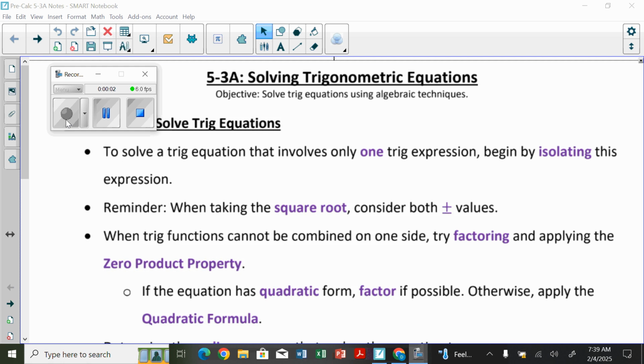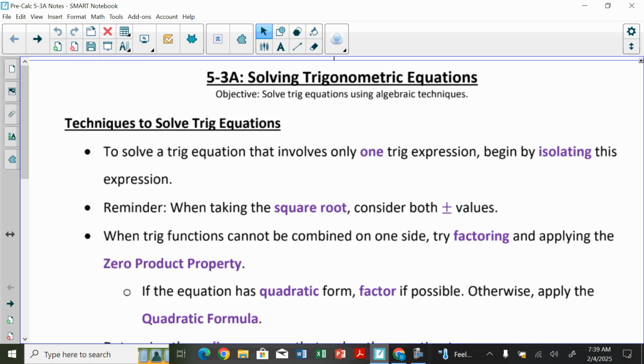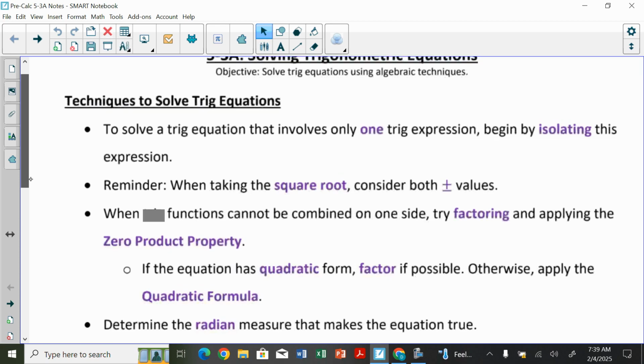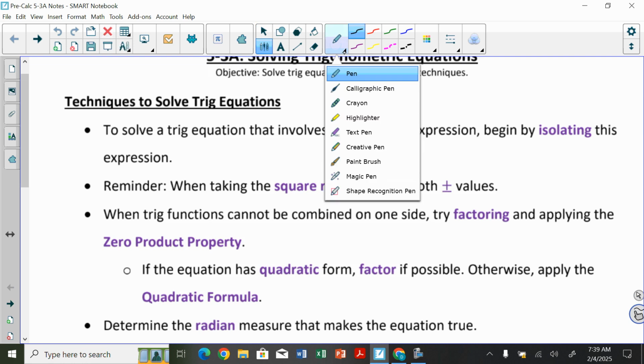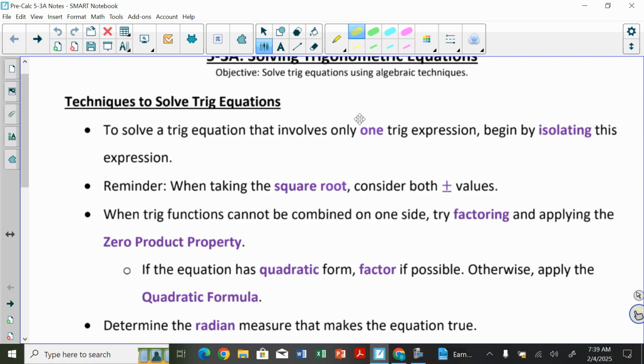Okay, Pre-Calc section 5.3a, and we are going to be solving trigonometric equations. We're going to break this into two sections. The first one is going to be about solving them using algebraic techniques. The second one, we'll talk about how we can use trig identities to solve. I think this section is easier than the previous one, so if you're really struggling with the identities and simplifying things like that, this one will be, I think, a little bit better.